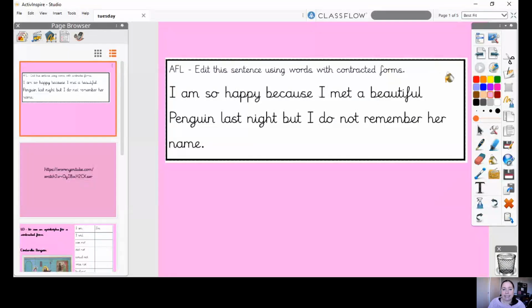Okay, so your AFL to have a little think about today says, I am so happy because I met a beautiful penguin last night, but I do not remember her name. And what I'd like you to do is edit this sentence using words with contracted forms. If you don't know what contracted forms means, absolutely fine, then you can just edit the sentence in another way. And you might be right, who knows? So when you've had a go at that, you can keep watching this video.